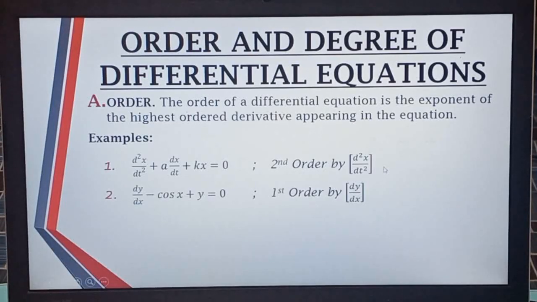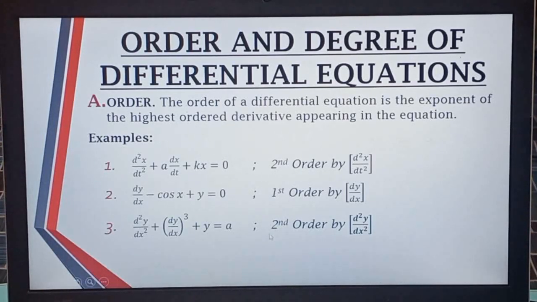Now another example is dy over dx minus cosine of x plus y equals 0. This equation is first order, by the dy over dx, or the first derivative in the equation. Next is d squared y over dx squared plus the quantity of dy over dx raised to 3 plus y equals a.